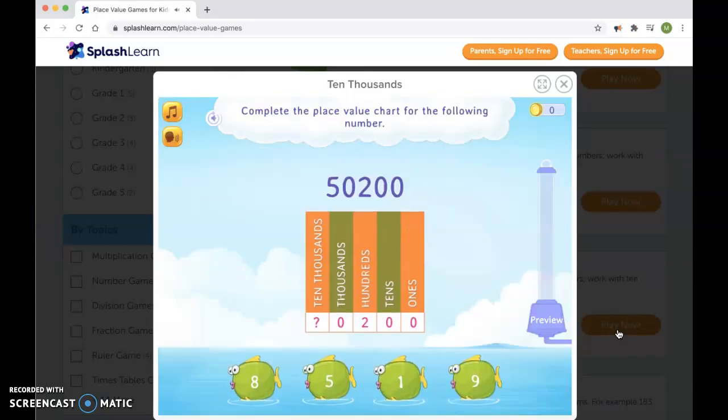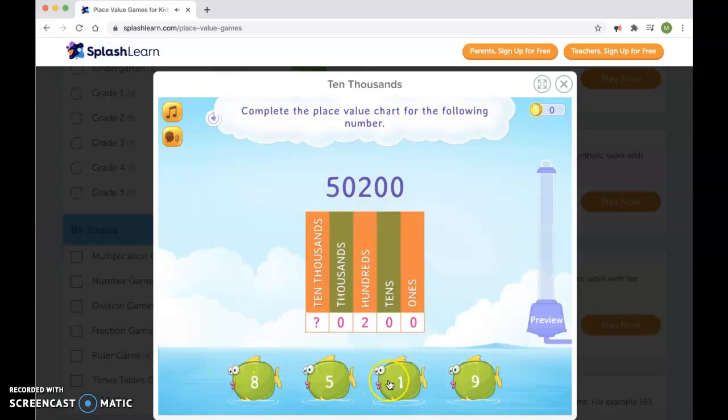Complete the place value chart for the following number. The number is 50,200. So it gives you the number in one form, shows you it broken down into a chart, and lets you know which number the student is searching for. So for example, in this one, they're searching for the 10,000s place.